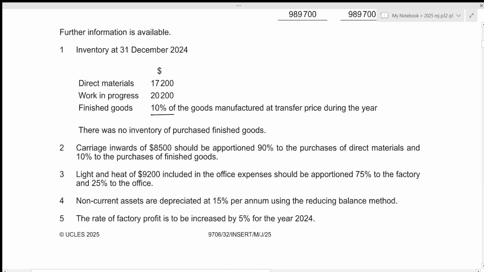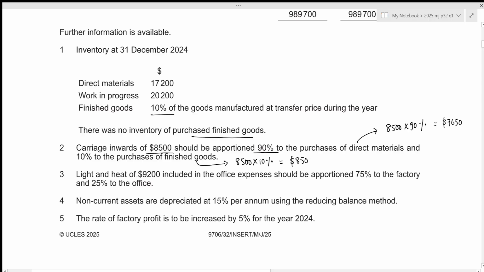Then there was no inventory of purchased finished goods. All right. Carriage inwards of 8,500 should be apportioned 90% to the purchases of direct materials. So this will be 8,500 times 90%, which results in 7,650, and 10% to the purchases of finished goods. So that will be 8,500 times 10%, which results in 850.